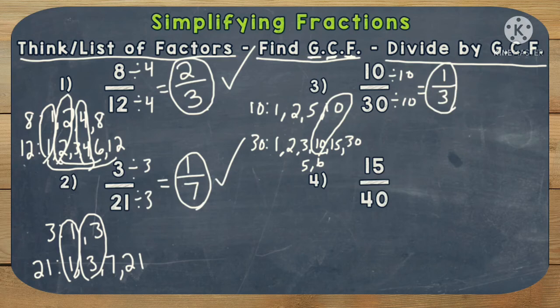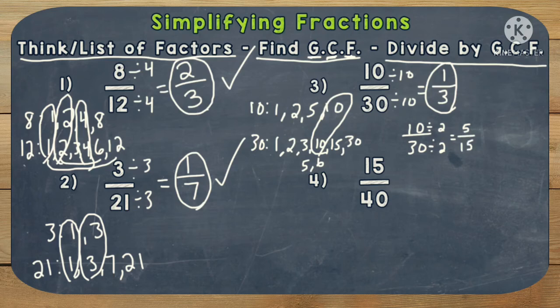So I'm going to show you another way here. So we have 10/30. Now, one thing right off the bat we should notice, 10 and 30 are both even numbers. So you can always break even numbers down by dividing by 2. So let's divide both by 2. And we get 5 over 15.